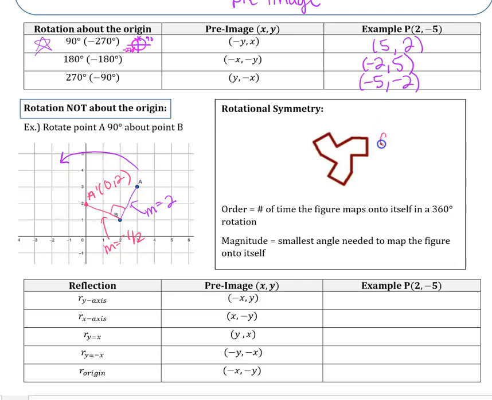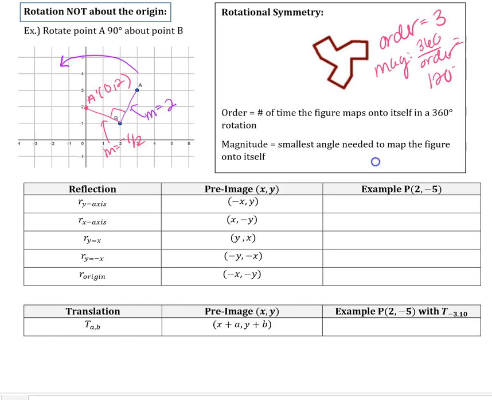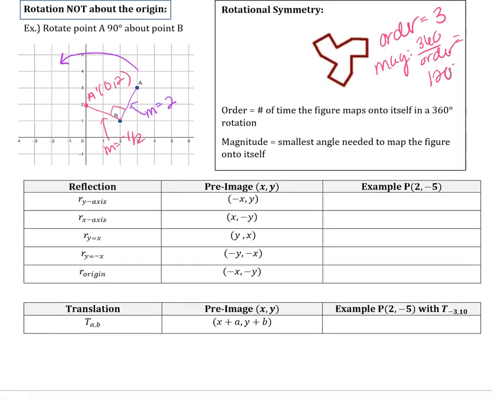Okay, so again, order is 3 here. Magnitude can be calculated by 360 divided by the order, which is 360 divided by 3 is 120 degrees. Okay, a few more rules here.